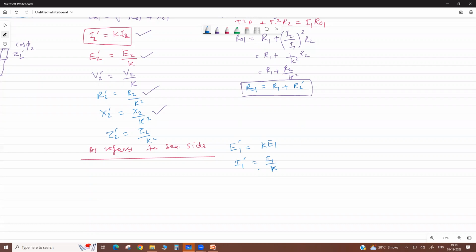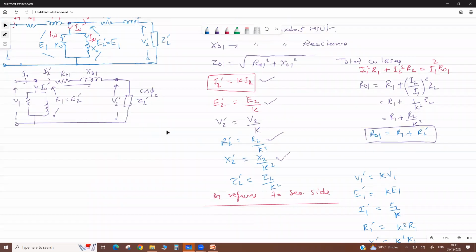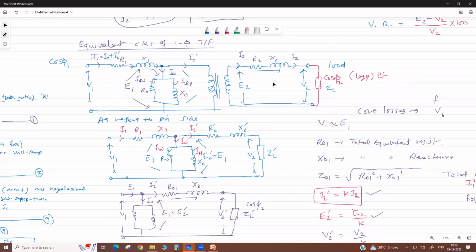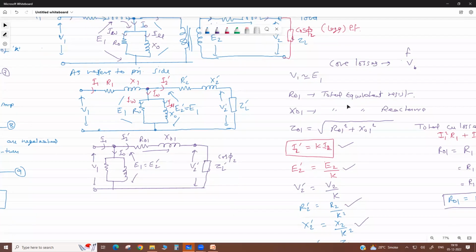Just check: your resistance R1 dash becomes K square R1, X1 dash is again K square X1, and V1 dash equals K times V1, because the current is divided and the voltage is multiplied by K. Even this R01 and X01 will also change, because the primary circuit parameters are transferred to the secondary side.